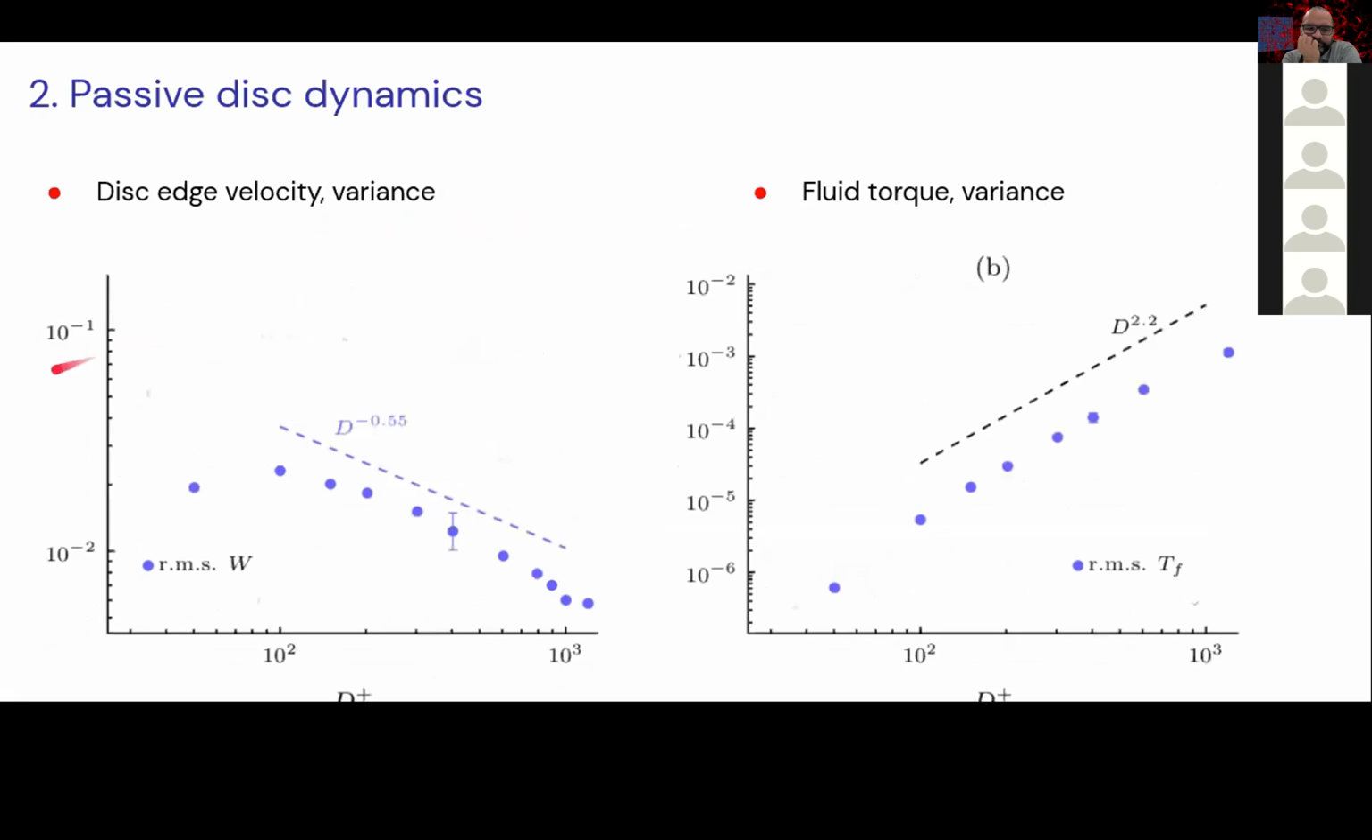This is the same view, but here we show more simulations, 11 in total. And we show that the fluid torque increases with the variance of the torque. The mean is 0. It increases about a power less than 2 with this diameter, and the disk edge velocity decreases with a power slightly more than -1/2.